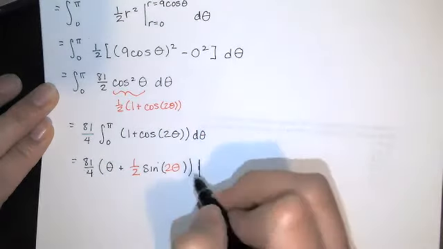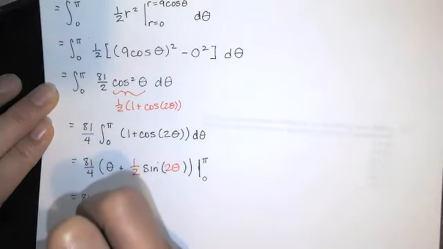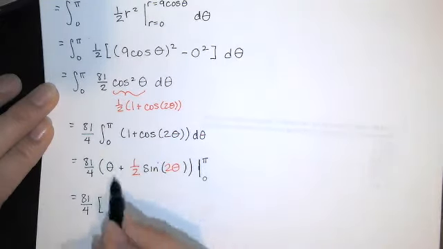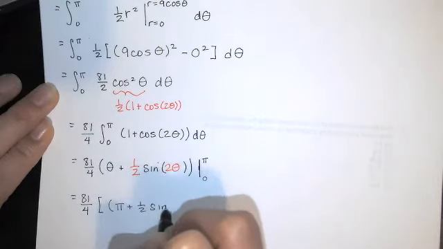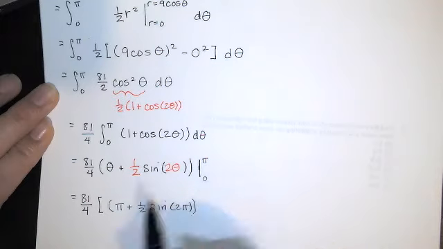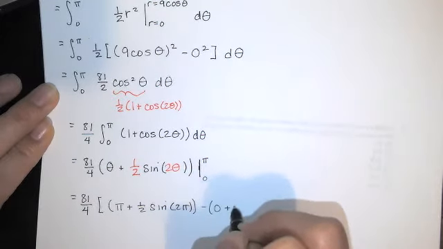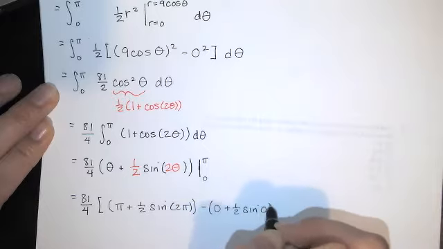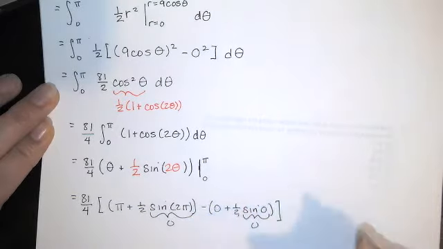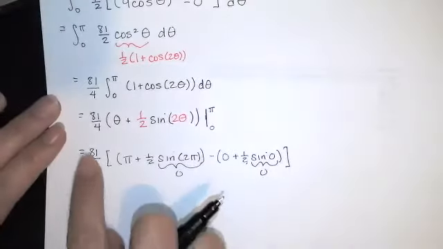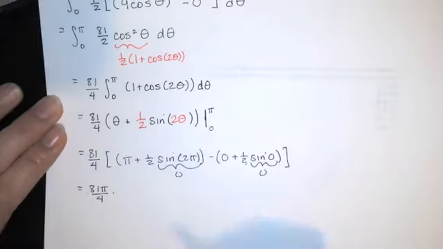And this is a definite integral, so we evaluate this expression from 0 to pi. So we end up with 81 over 4 times this quantity evaluated at pi. That's pi plus 1/2 of sine of 2 pi. And then we've got 0 plus 1/2 sine of 0. Sine of 2 pi is 0, sine of 0 is 0. So really we just have 81 pi over 4. Okay, so that's the first part.